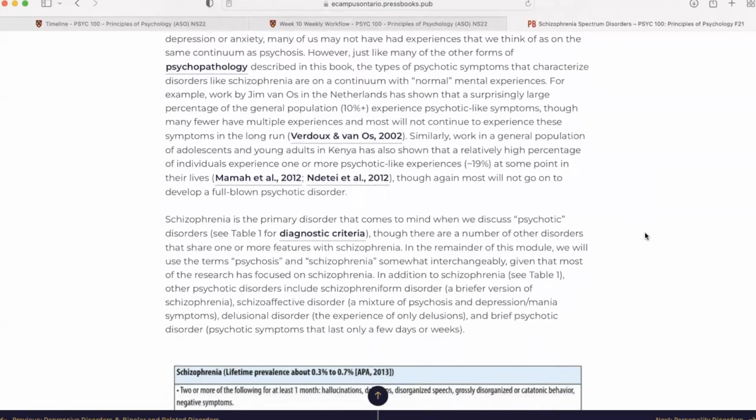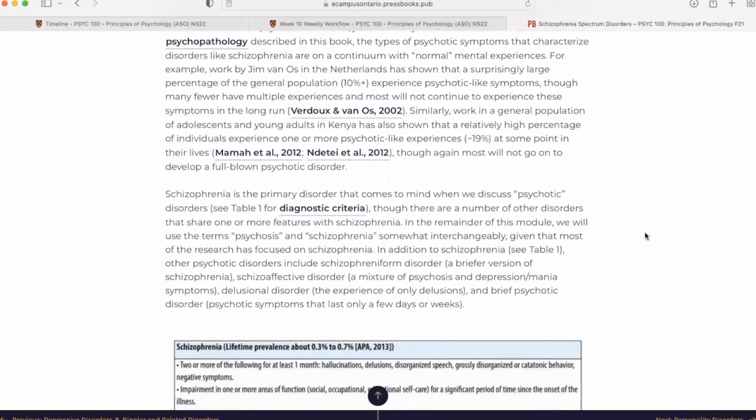For example, work by Jim van Os in the Netherlands has shown that a surprisingly large percentage of the general population, 10% plus, experience psychotic-like symptoms, though many fewer have multiple experiences, and most will not continue to experience these symptoms in the long run. Similarly, work in a general population of adolescents and young adults in Kenya has also shown that a relatively high percentage of individuals experience one or more psychotic-like experiences at some point in their lives, though, again, most will not go on to develop a full blown psychotic disorder.